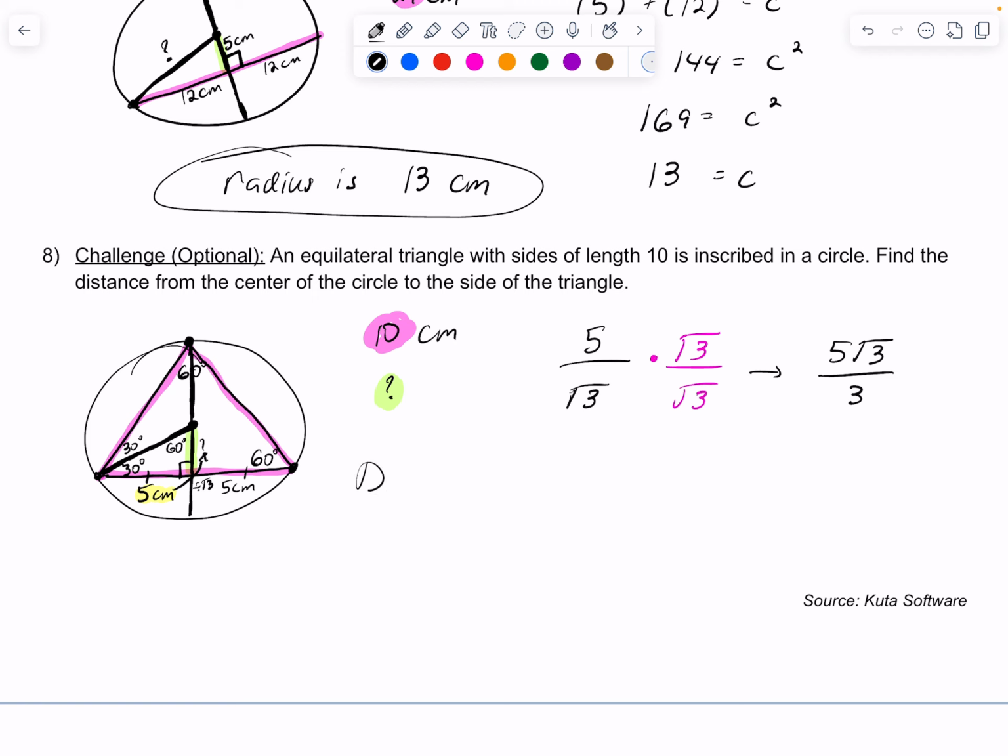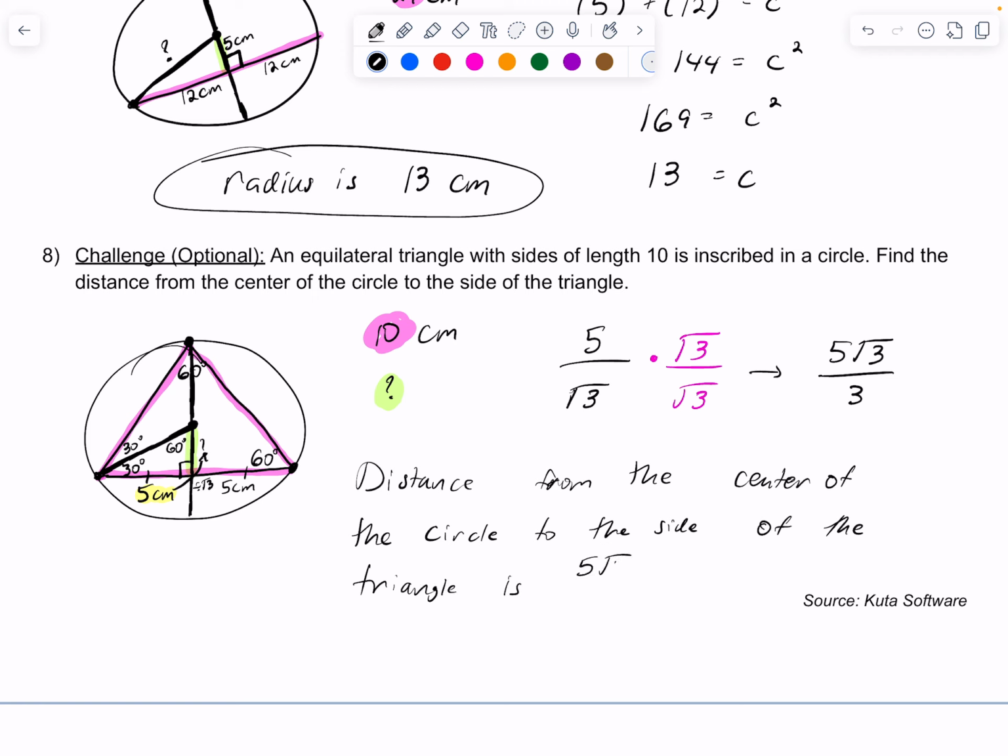So the distance from the center of the circle to the side of the triangle is 5 root 3 over 3. Does it say centimeters? I just made that up. It says 10. Okay, I'll say units. Sorry about that. I made up the centimeters, I guess.